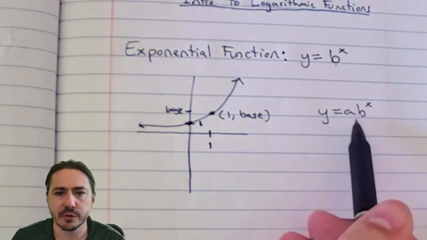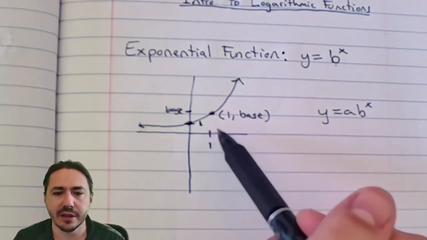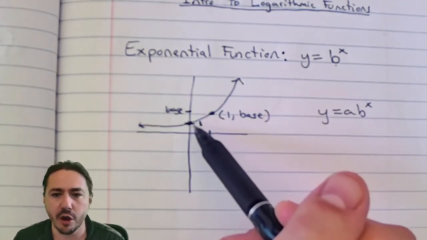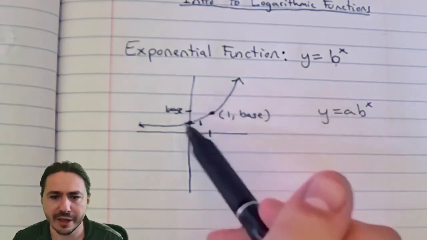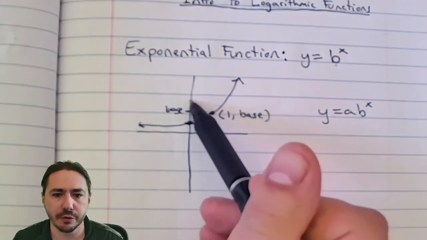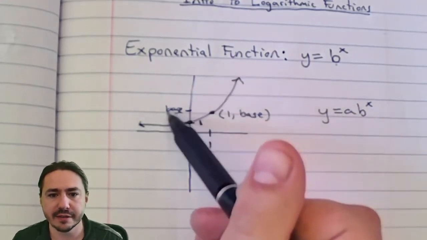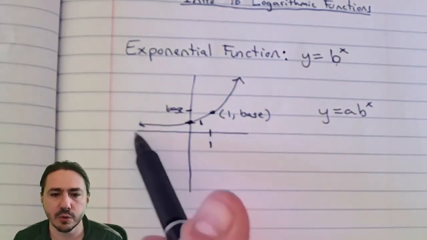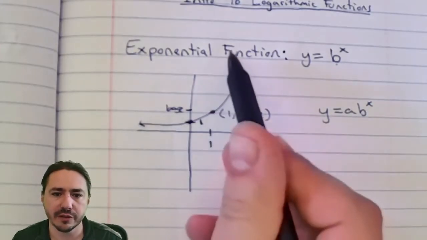So this number is going to cause a vertical dilation, and the way that will affect your graph is that you'll just multiply all the y values by this number. So let's say that was a 3, then instead of this being (0, 1), it'd be (0, 3). This would be (1, 3 times the base). And you'll still have the same horizontal asymptote that you would normally have, but the graph is going to increase a little bit faster.